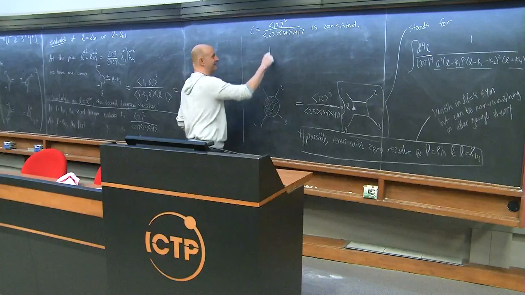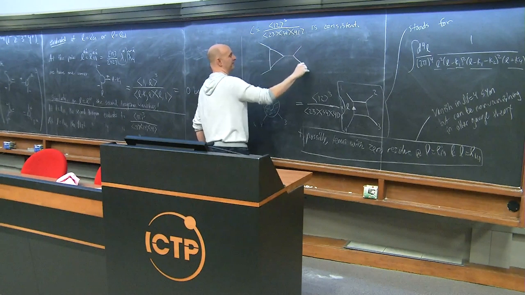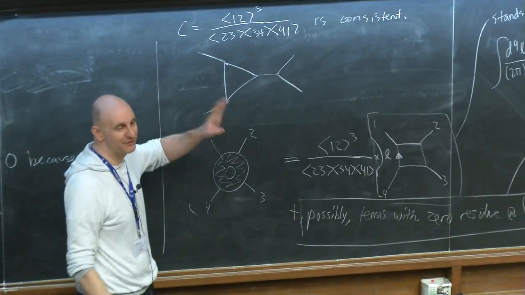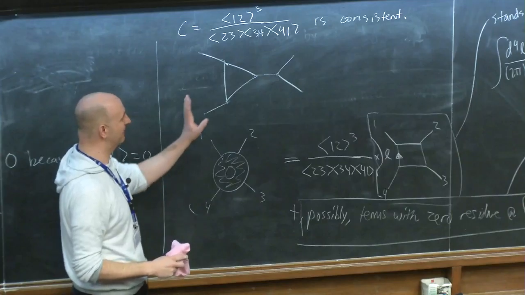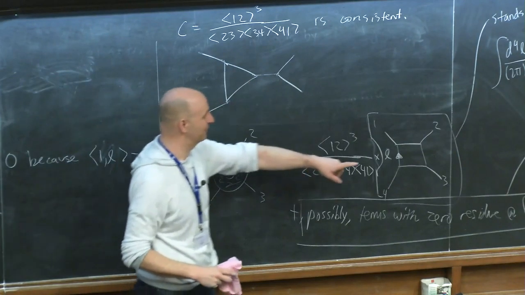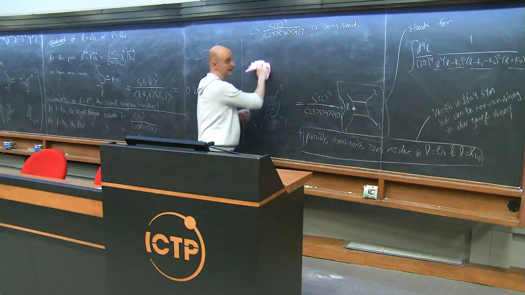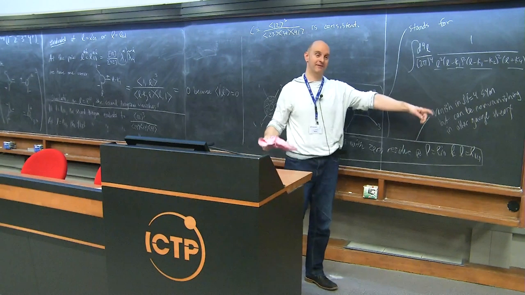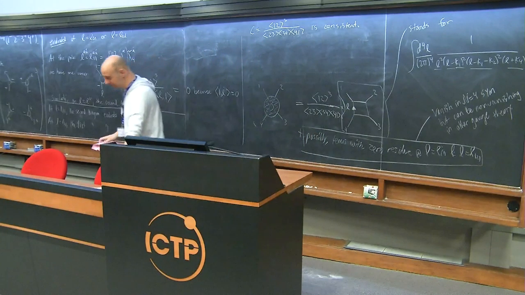You can have all kinds of crazy diagrams with triangles in them and all kinds of stuff. But one way to think about it is that supersymmetry allows all that to cancel, leaving just this. If you have a non-supersymmetric theory or even a less supersymmetric theory, those cancellations will be less exact.